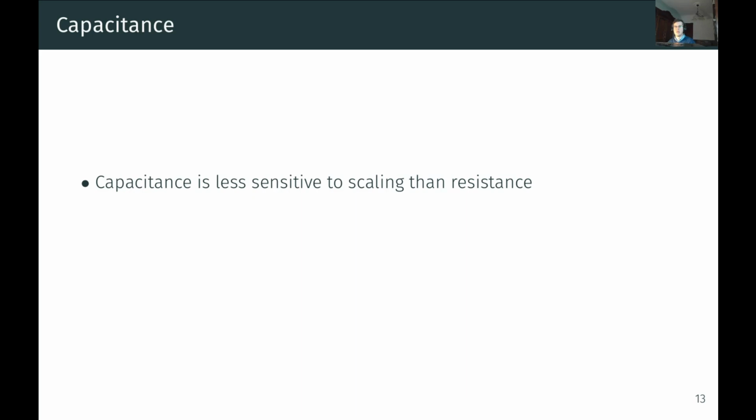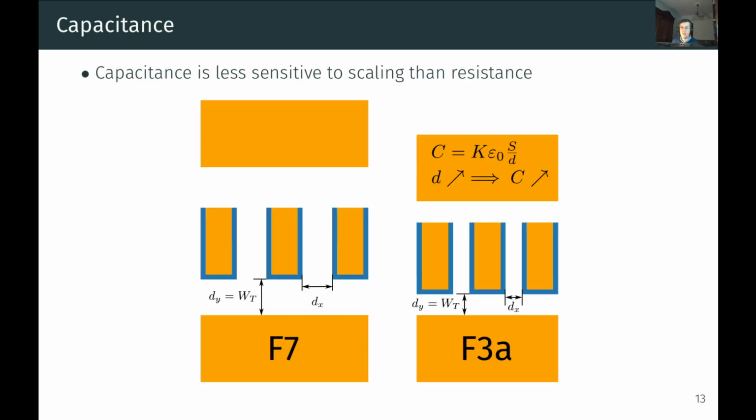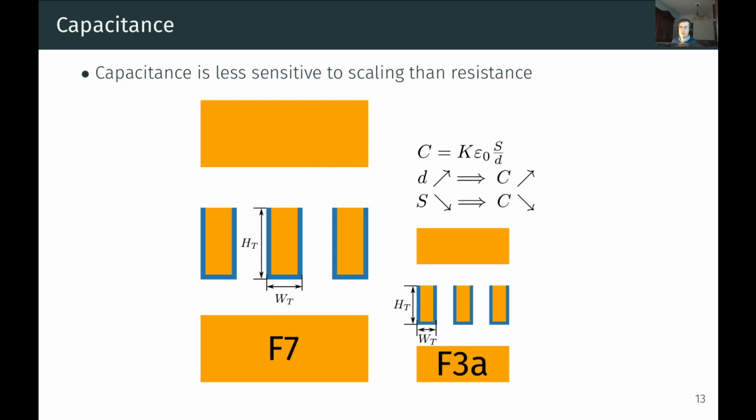Now, capacitance is much less sensitive to scaling than resistance, and this we can easily see by observing the simple formula for the parallel plate capacitor. Of course, as the distance between two neighboring wires shrinks, the capacitance is going to rise, but because of the dimensions of the sidewalls of the wires also being reduced, this is going to cancel the previous effect, and hence the capacitance is going to be more or less stable.